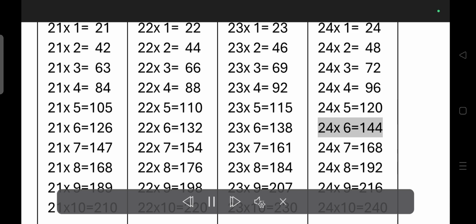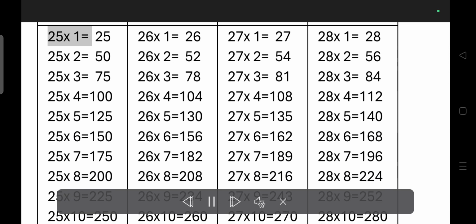120. 24 times 6 is equal to 144. 24 times 7 is equal to 168. 24 times 8 is equal to 192. 24 times 9 is equal to 216. 24 times 10 is equal to 240.